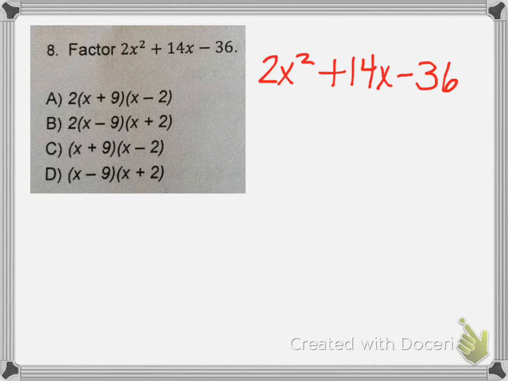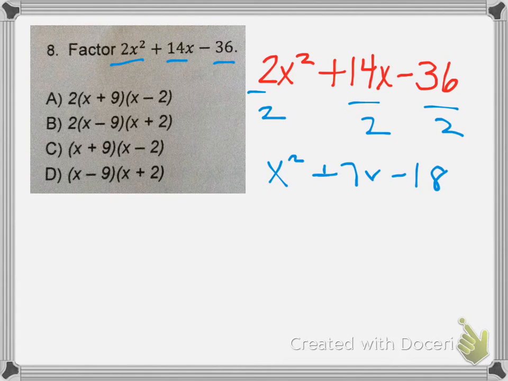Alright, factor. Remember that you should always try to find a GCF. If you notice, they don't all have an X term, but what they do all have is the fact that they're all divisible by 2. So divide by 2 on all of the terms. That would give you x squared, 7x, and negative 18.